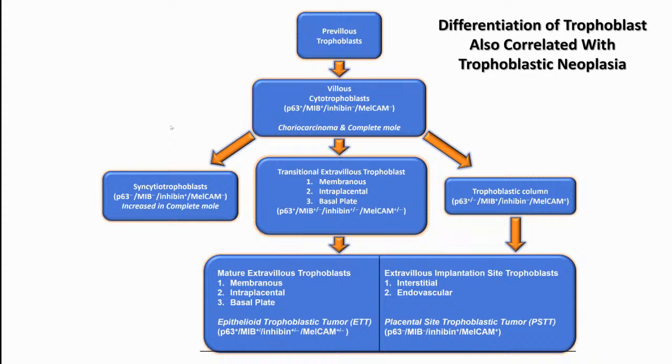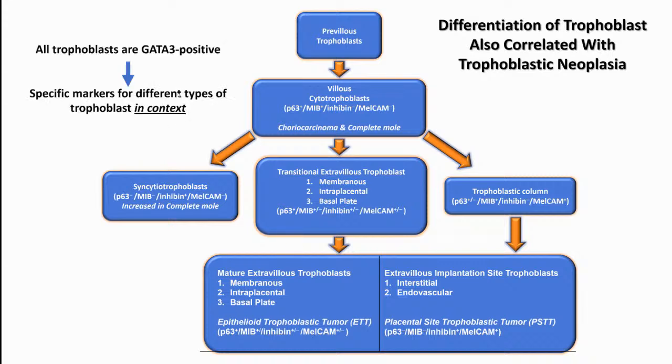One important commonality of all of them is all trophoblasts are GATA3 positive. And in the right context, that's our most powerful histochemical tool to identify trophoblastic neoplasms. And then from there, we can use their phenotypic similarity. For example, some are MELCAM positive in the trophoblast columns and in the implantation site, whereas others are P63 positive, for example. So these markers in the proper context help us distinguish which kind of tumors we're looking at.